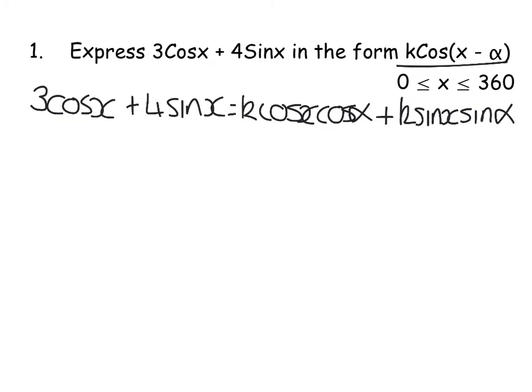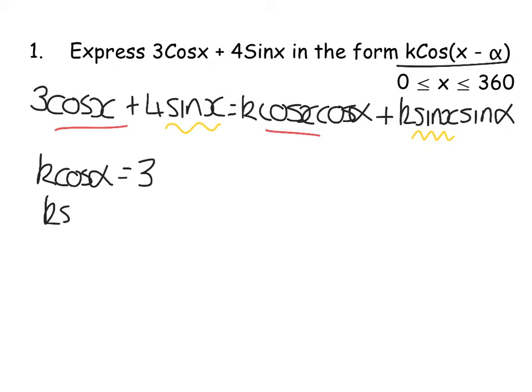Okay, then we do the underlining. So I underline cos and I underline cos, and I equate from that. So that means that k cos alpha is whatever's with the cos over here, which is 3. Then I'm going to take a different colour and underline the sine. So I underline sin x and I underline sin x. The number with the sine is 4. So I've got k sin alpha equals 4.